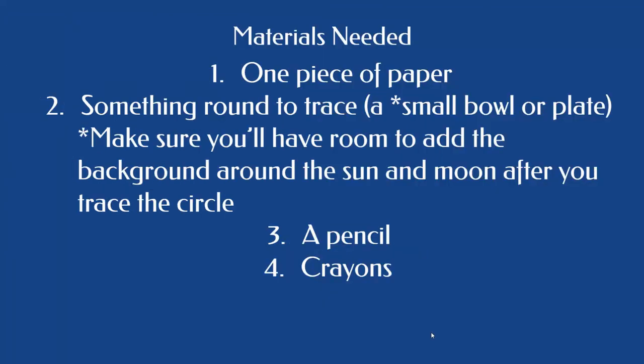So let's get started. You'll need a piece of paper and something round to trace, a small bowl or a plate. Make sure you'll have room to add the background around the sun and the moon after you trace the circle. And if you're using a household object, make sure you have your family's permission. You'll also need a pencil and crayons. You'll see this screen change so that we can draw together.